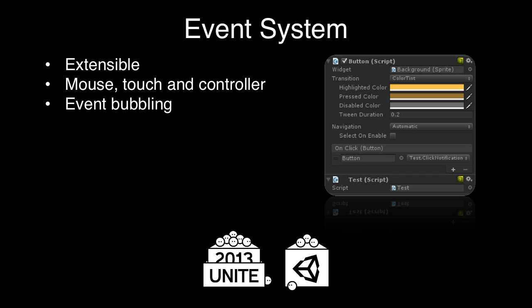Event bubbling is another feature that's actually pretty cool. If you are pressing on a widget, say for example a label inside a button, and this label doesn't have an event handler on it for a press event, the event simply goes to the parent, which if it happens to be a button, will get handled.